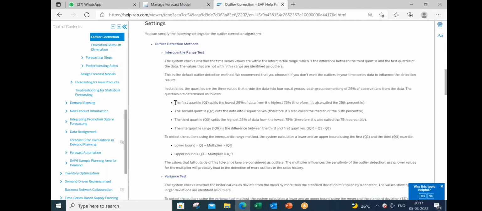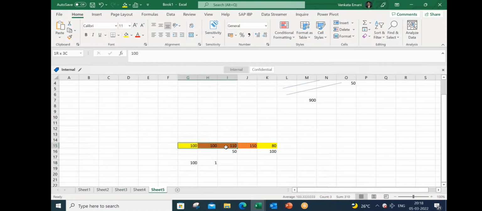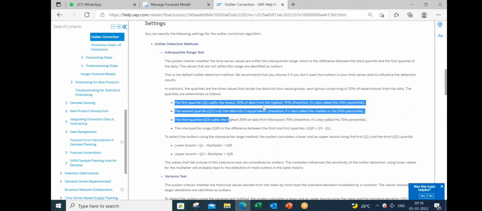It will split the data into three quartiles basically, Q1, Q2, Q3, and IQR is Q3 minus Q1. How is Q1 calculated? First you have a data series like this. It will check the lowest 25% of data, split it out and put it in one band. Q3 is the highest, which it will split. And Q2 it will just split half and half, like when you calculate a median.